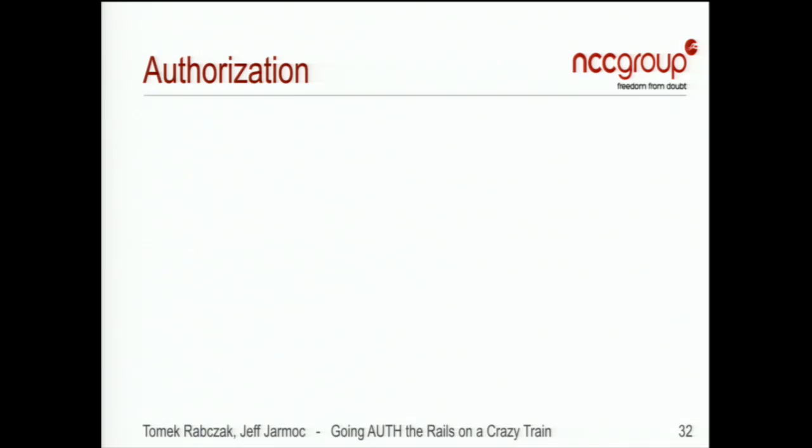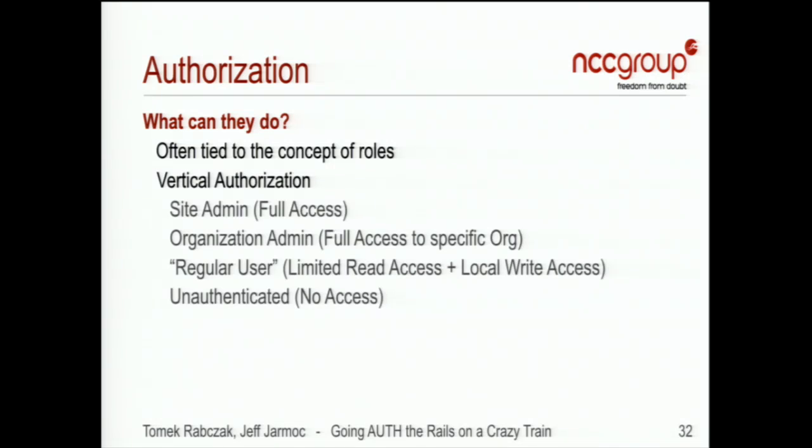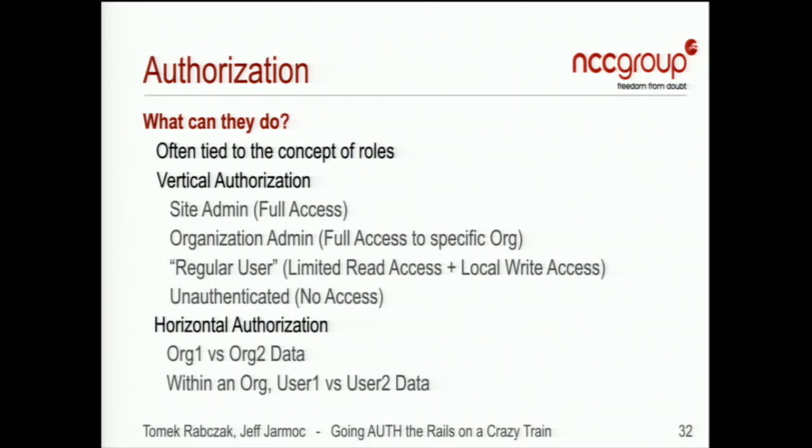So now that we've authenticated the user, let's see what they can do. When we're looking at authorization, this tends to be tied to the concept of roles, and I like to split it into two groups. So you have this notion of vertical authorization. Here we have a list of example roles. You might have a site admin at the very top, who has full access to everything. An organization admin that might just have full access to the subset of data that belongs to that organization. A regular user that might have limited read access, local write access to their user profile, and then unauthenticated.